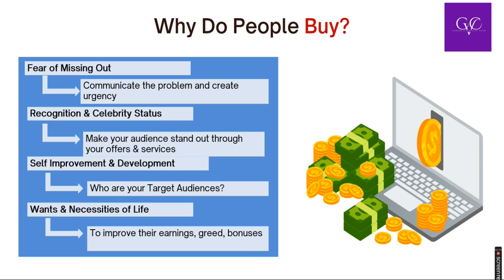Right? Another reason why people buy things is because they want to look good, they want to stand out, they want to be recognized. So they want to have a celebrity status, right? That's literally why luxury products, luxury cars, luxury jewelries and all of that sell well, because of the status attached. So if you can communicate that your service or your product will make your buyer stand out in a certain light, then definitely you're going to be seeing a lot of sales.